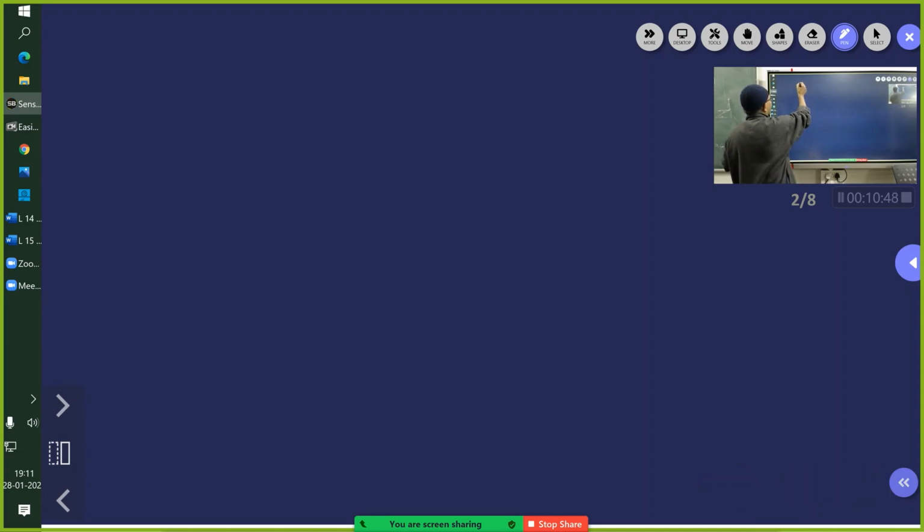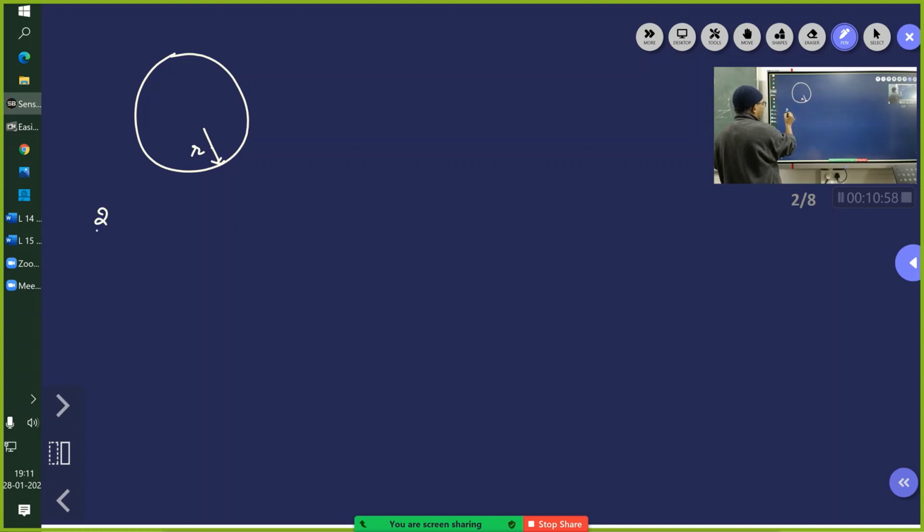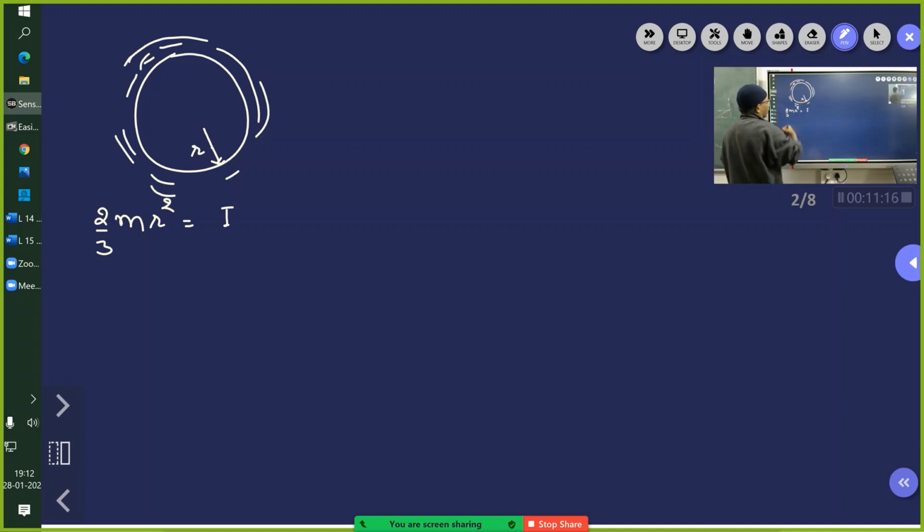So now you would like to take something like this: a hollow sphere of radius small r, and the moment of inertia for this will be 2 by 3 into m into r square. That's the formula that we use here, correct? Did you use this and then build it, that is, start adding many hollow spheres?